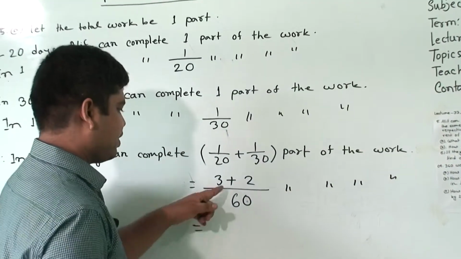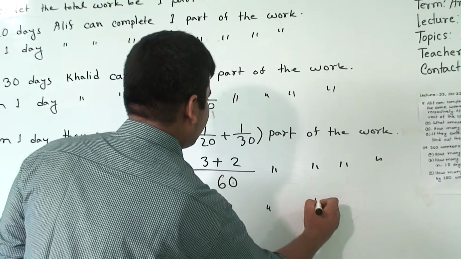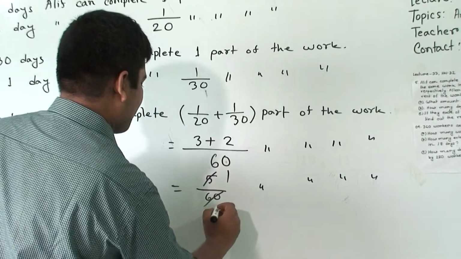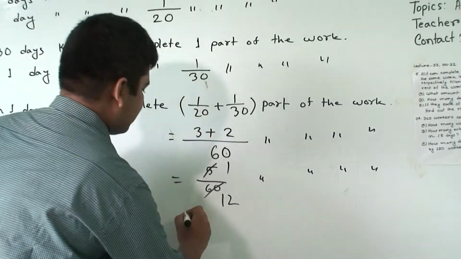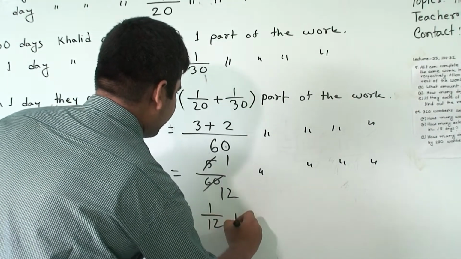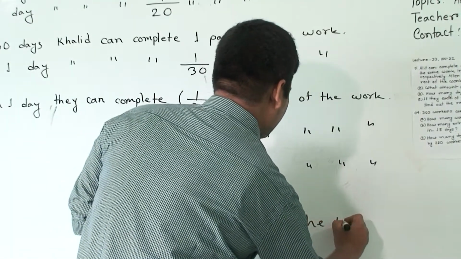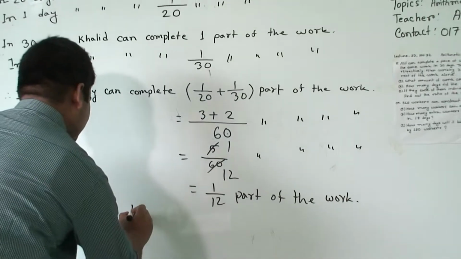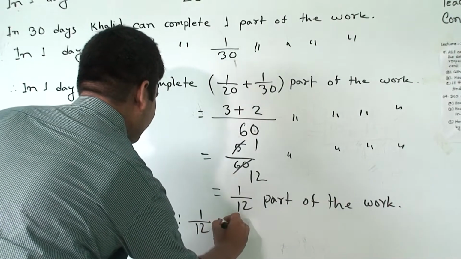Now notice we add, we get 5 divided by 60, part of the work. Now 5 1s are 5, 5 12s are 60. Now we write 1 by 12 part of the work and it is the answer. As our solution is done, now we write answer 1 by 12 part.